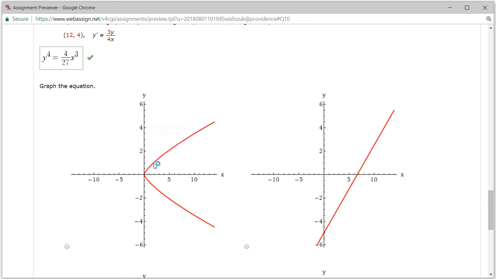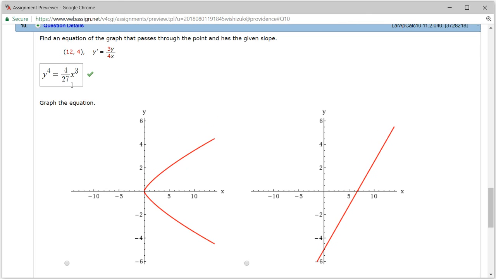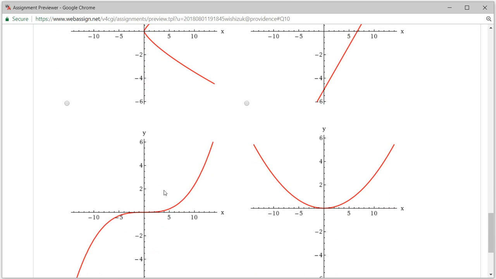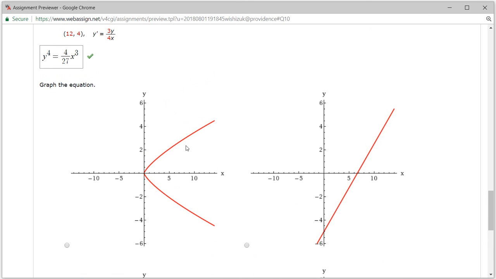It looks like in this equation, since there's a fourth power, x is going to be on the positive side here. So the second one isn't the one. The first one looks promising, and this one goes in the negative side, this one goes in the negative side. So we know that the correct picture is the first one.